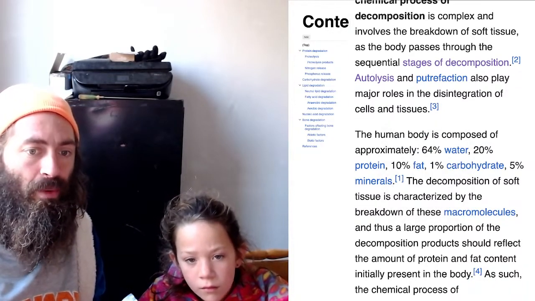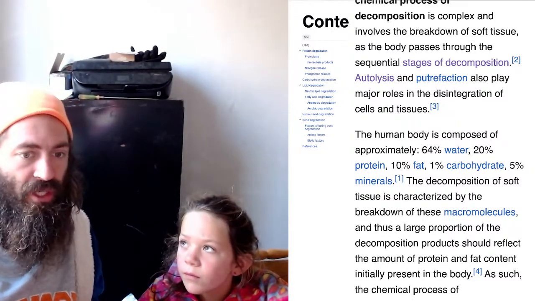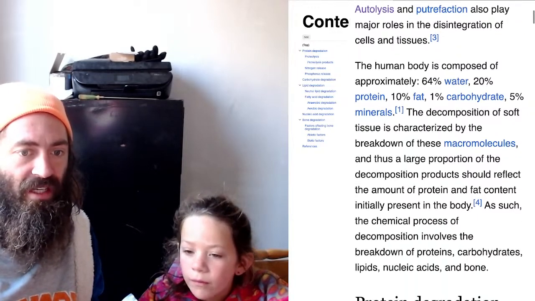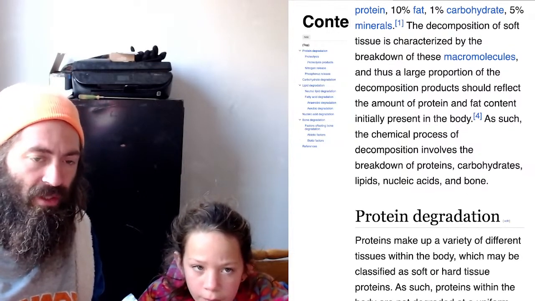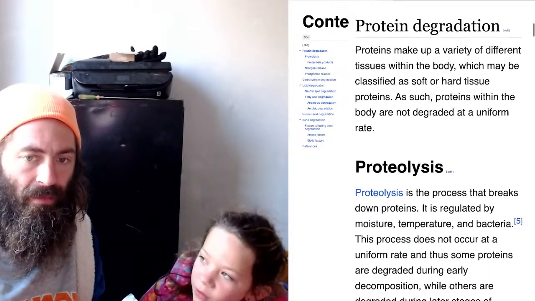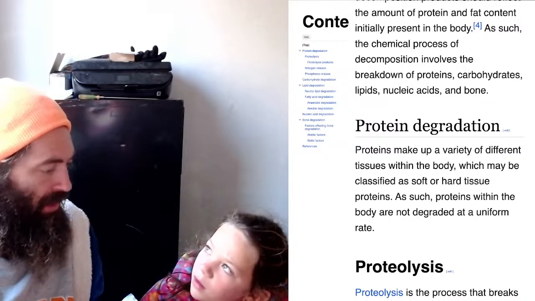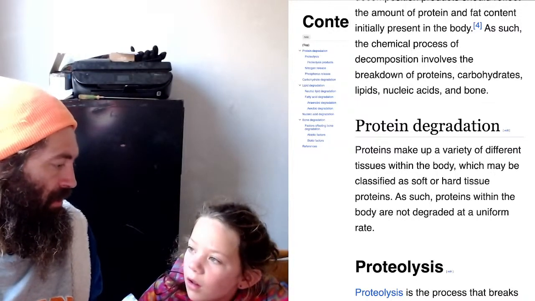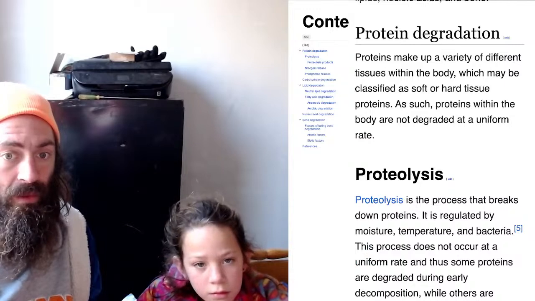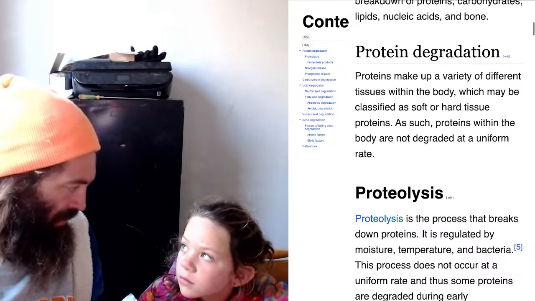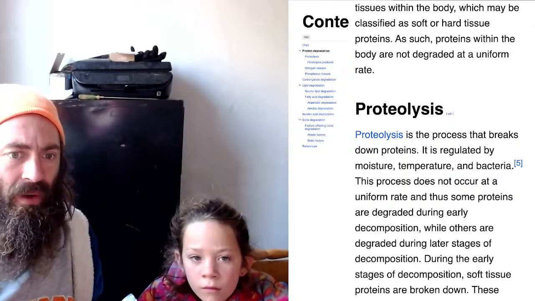And thus a large proportion, makes me wonder, what are plant macromolecules like? And thus a large proportion of the decomposition products should reflect the amount of protein and fat content initially present in the body. As such, the chemical process of decomposition involves the breakdown of proteins, carbohydrates, lipids, nucleic acids, and proteins. Does macro correlate with micro? Yeah, it does. They're opposites, they're antonyms. Micro meaning small, macro meaning large, from Greek. Oh, mikros. So macromolecules means large molecules like proteins, carbohydrates, complex molecules. Proteolysis is the process that breaks down proteins.